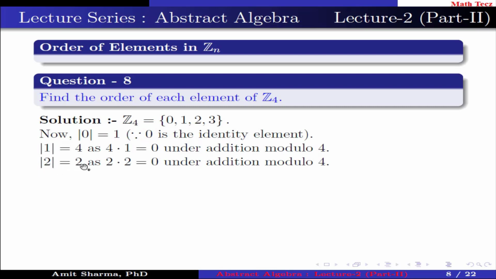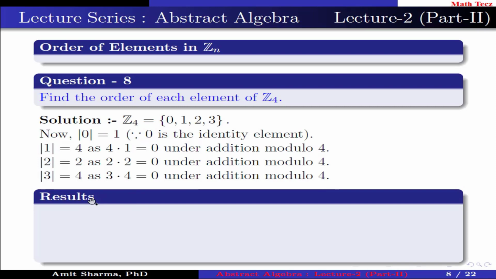means 4 multiplied by 1 is 0 under addition modulo 4. Order of 2 is 2 because 2 multiplied by 2 is equal to 4. When we divide 4 by 4 it will give remainder 0, means 2 multiplied by 2 is 0 under addition modulo 4. Next is order of 3, which is equal to 4 because 3 multiplied by 4 is equal to 12. When we divide 12 by 4 it will give you remainder 0, means 3 multiplied by 4 is 0 under addition modulo 4.